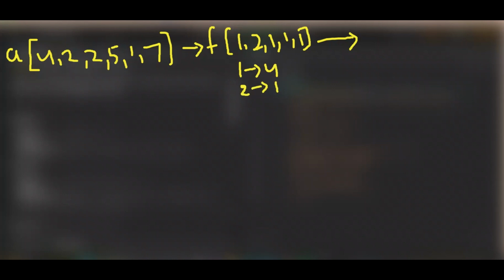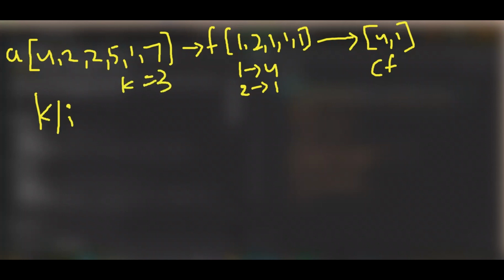Then the frequency array becomes 4, 1. And now it will be my count of frequencies. How many times can we remove the element? Let's say we can remove at maximum k by i times. Let's say k equals 3. So i can be 1, 1, 2 in this case, right? So if we take k by 1, we can remove the element 3 times at max in the frequency array.